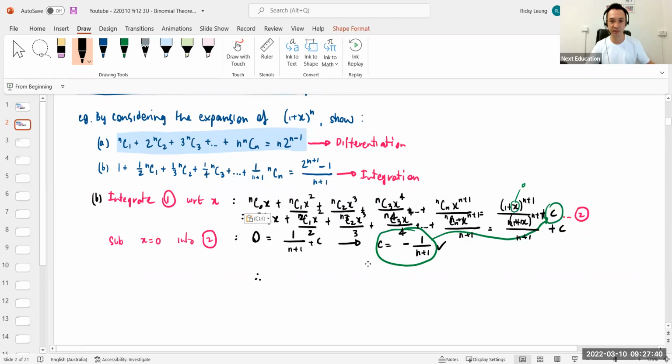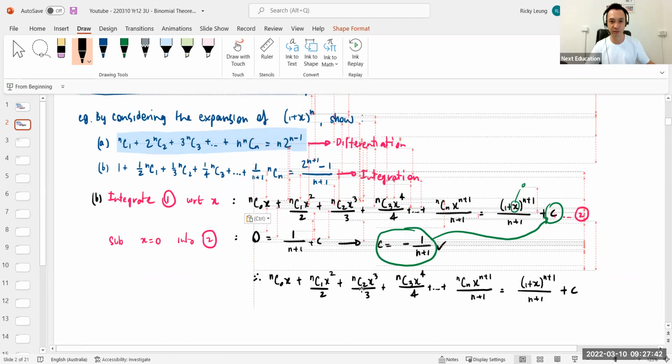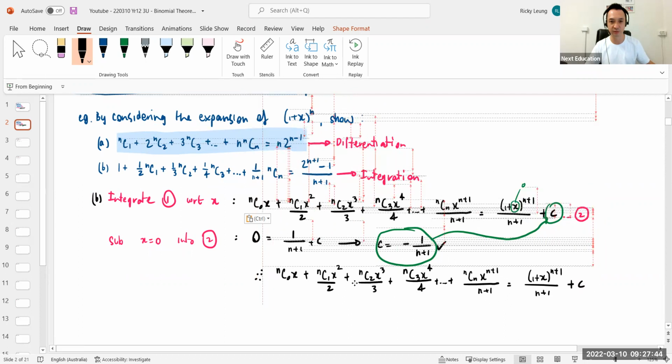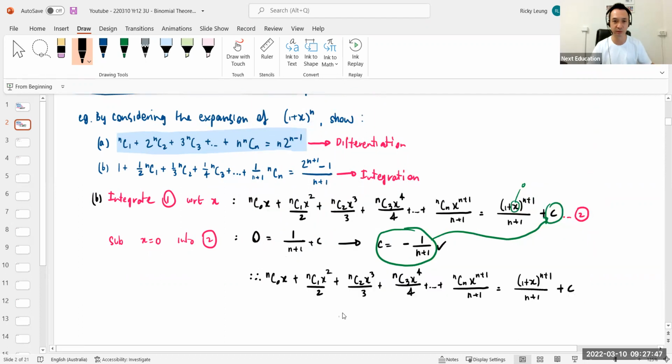Oh, I do miss this. I do miss this so much. Sorry, I don't know why there's a random colon that followed in the copy. Therefore, instead of c, we basically replace c with minus 1 on n plus 1.